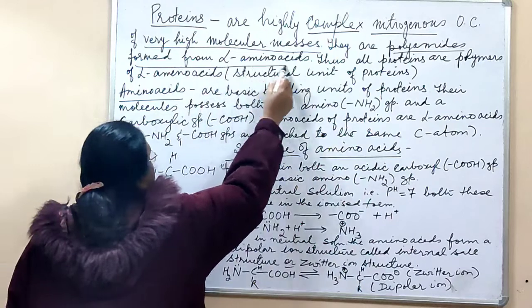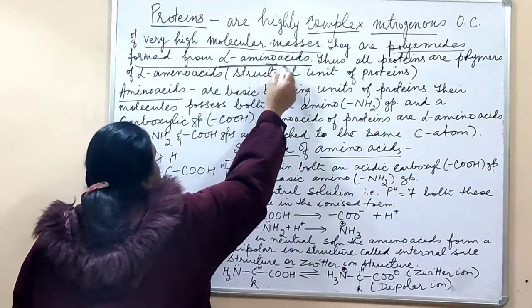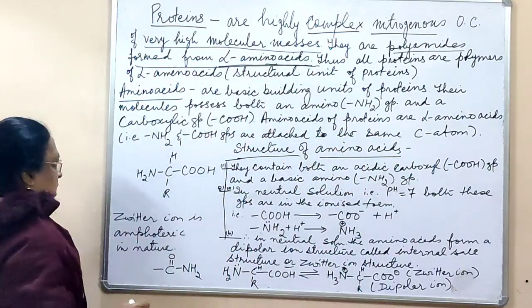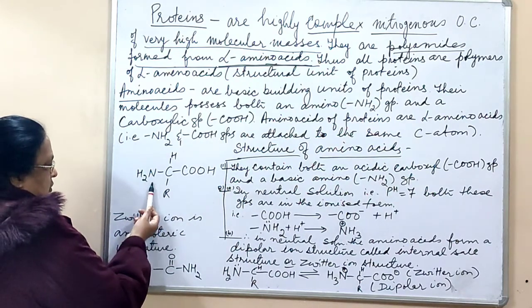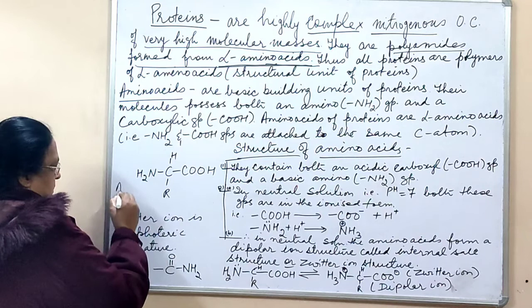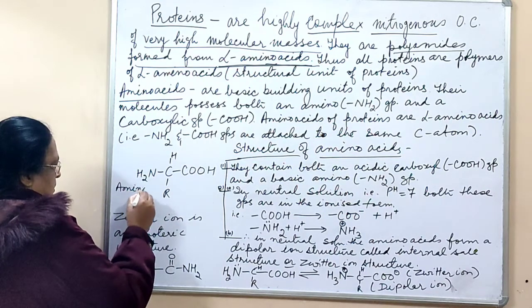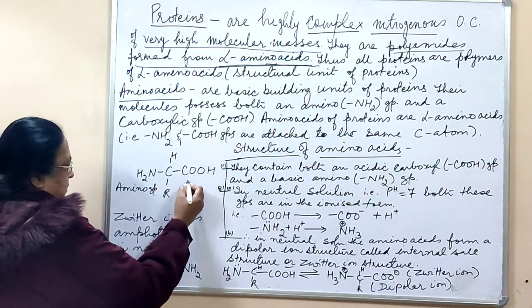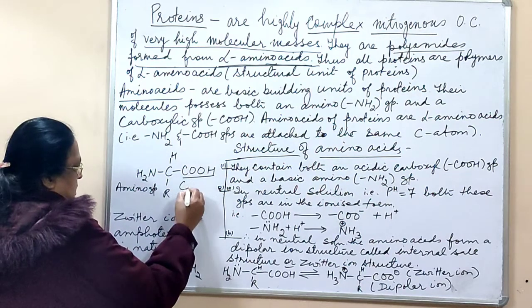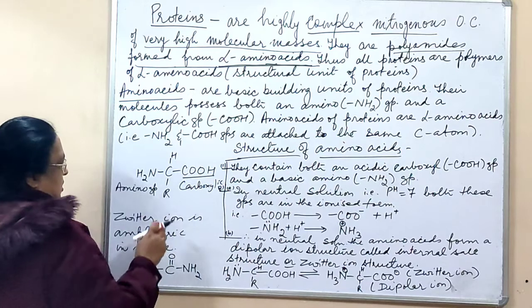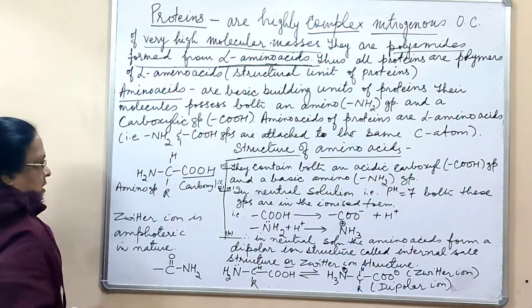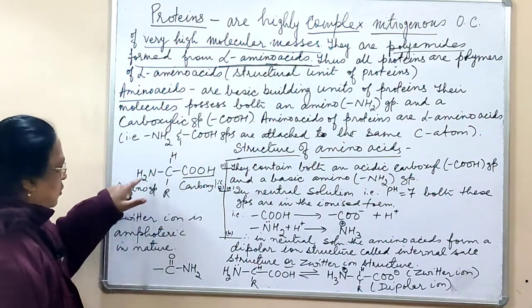formed from alpha amino acid. This alpha amino acid is this. This is the amino group, NH2 group, and this is the carboxylic group. This group is carboxylic. So both of these are functional groups.